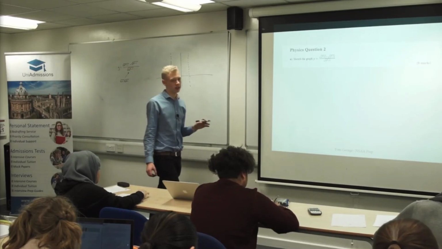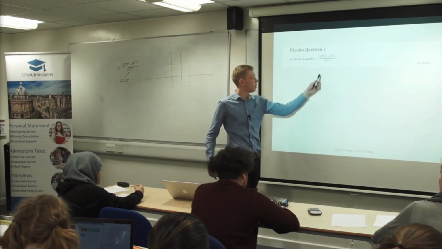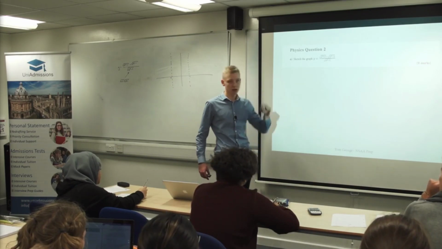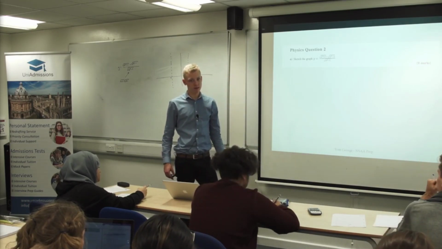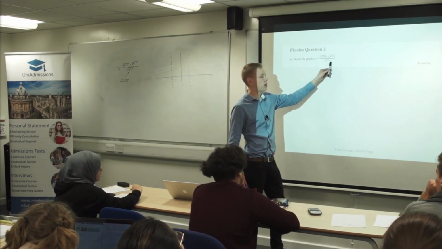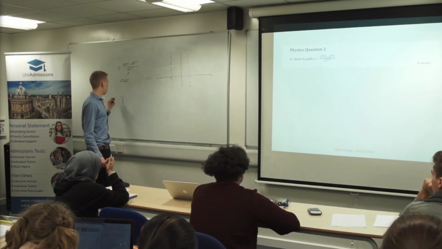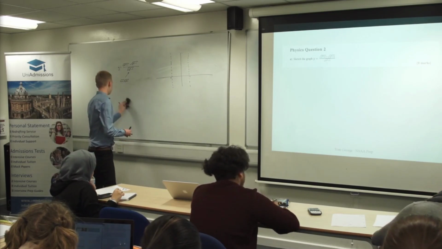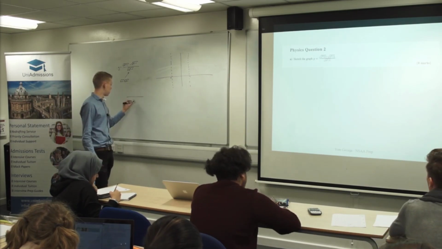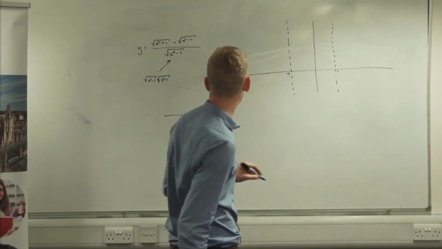We want to look at what happens when x gets really, really big. And when x gets really, really big, what happens? Well, when x gets really, really big, we can ignore this minus 1, can't we? So we're left with 1 over the square root of x to the 4, which is x squared. And then at the top we have basically x minus x.